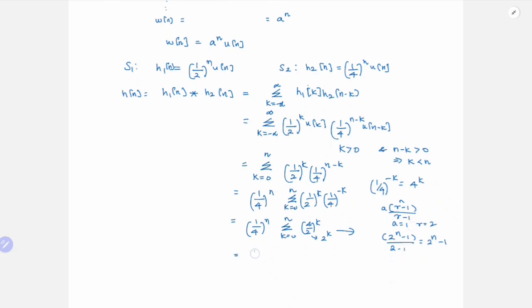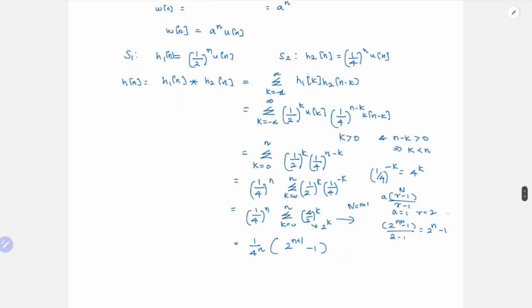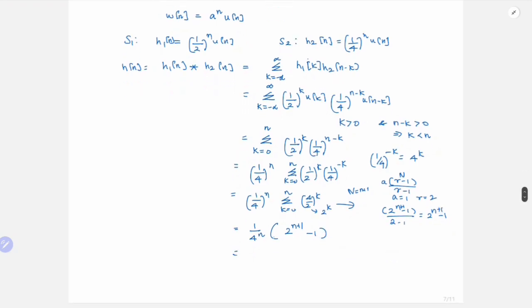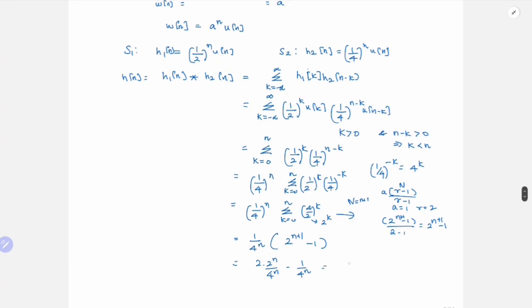So this is going to be equal to 1 by 4 power n. And we should not forget that here the number of terms is n plus 1. So n is equal to n plus 1. So this will be n plus 1. Right? So then it will be 1 by 4 power n into 2 power n plus 1 minus 1. So these are all the little things you need to take care of. All silly mistakes. So this will be nothing but 2 into 2 power n by 4 power n minus 1 by 4 power n.